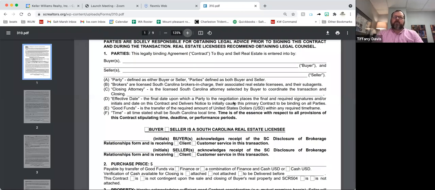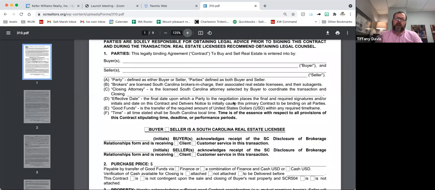So if you have a situation where somebody's going to be added to the deed later, you could always do that. From the seller standpoint, if it is an estate, or if it's someone who's a representative of the estate, you still would have the actual seller's name in here, which would be the estate party, and then it would be signed by whoever the executor of the estate is. And then we got some definitions: party, brokers, closing attorney. This is where you would put a closing attorney, section C. It is not required to be in here.